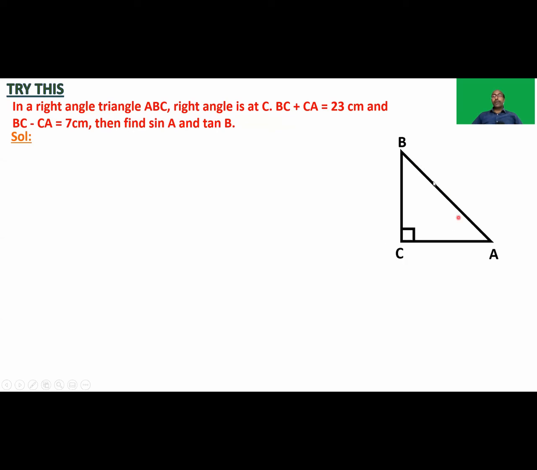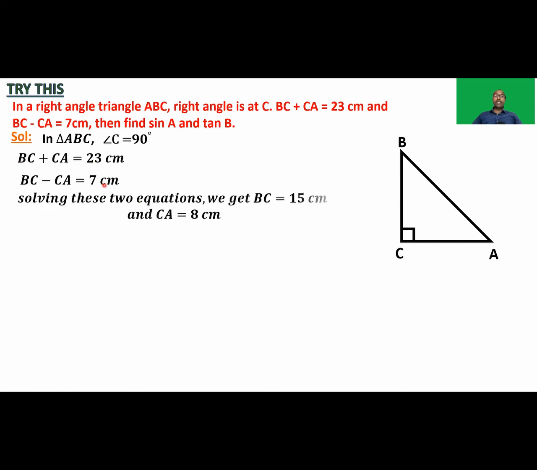Here we don't know the sides of this triangle, but it is given that the sum of BC and CA is 23 centimeters and the difference of BC and CA is 7 centimeters. And angle C is 90 degrees. Now, these are two linear equations. So by solving these two equations, we get BC equal to 15 centimeters and CA is equal to 8 centimeters. Okay. So you can check the answers.